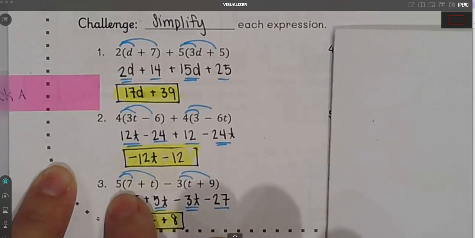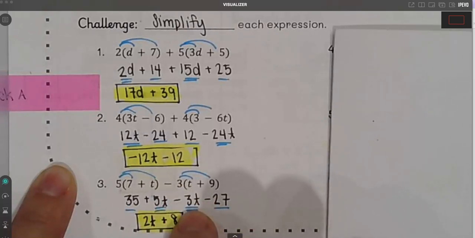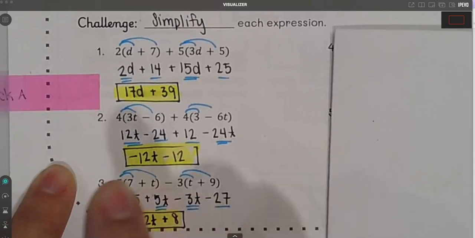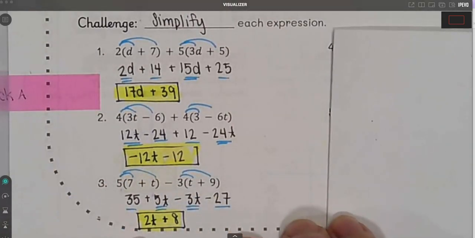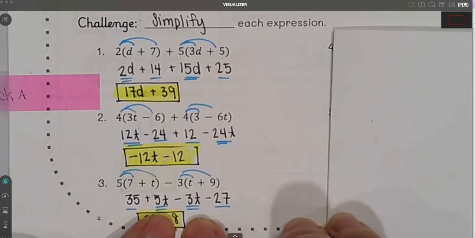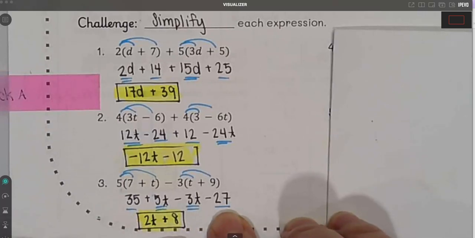Same thing here. We're going to distribute the 5, distribute the negative 3. We'll get 35 plus 5t. Distribute the negative 3, negative 3t minus 27, and then we combine like terms. So 5t minus 3t gives us 2t, because 5 minus 3 is 2. 35 minus 27 is 8.